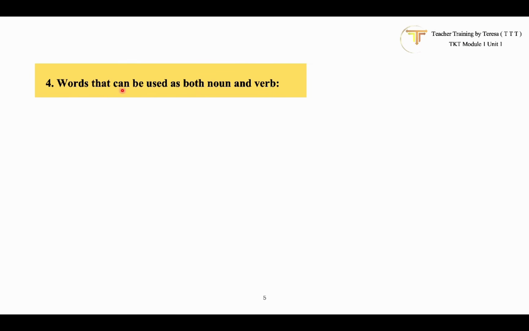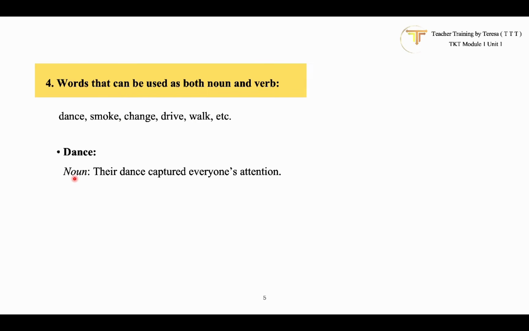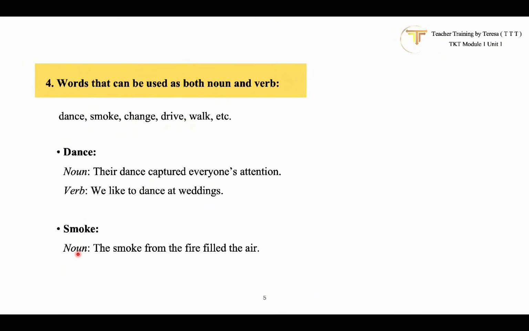4. Words that can be used as both noun and verb. Dance, smoke, change, drive, walk, etc. Dance. Noun. Their dance captured everyone's attention. Verb. We like to dance at weddings. Smoke. Noun. The smoke from the fire filled the air. Verb. Please don't smoke in this room.